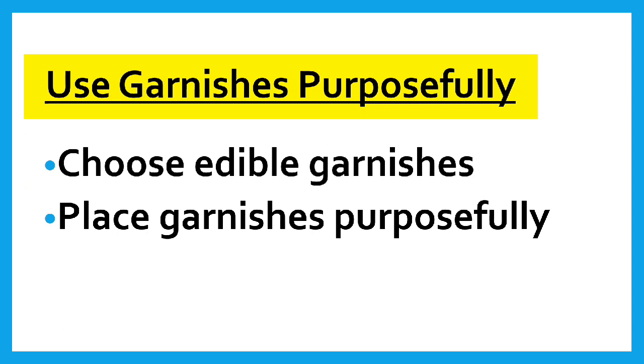Use garnishes purposely. You have to choose edible garnishes. As you finish plating, remember that garnishes must be related to the dish and should always be edible. They are designed to enhance and complement the flavors of the entree you've created, not distract from them. And place garnishes purposely. Never heap garnishes in one corner of the plate. Instead, scatter them thoughtfully in order to add color and texture.